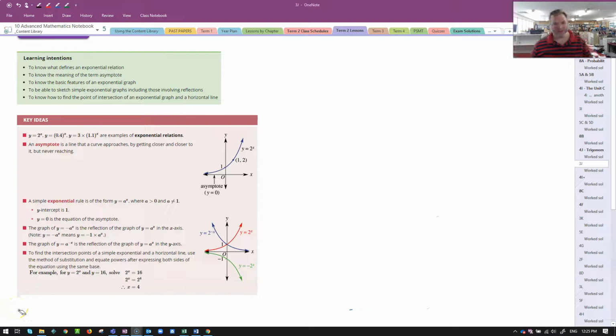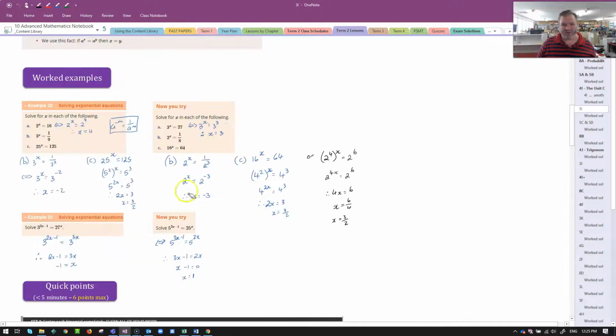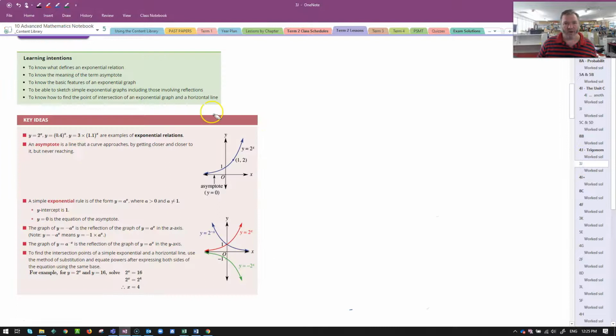G'day Year 10s, welcome back to exercise 3J, looking at exponential equations. In 3I we looked at how to solve exponential equations using our knowledge of our index laws and powers of different numbers. 3J is looking at what do these look like when we graph them. When we put them on a graph, what do they look like?